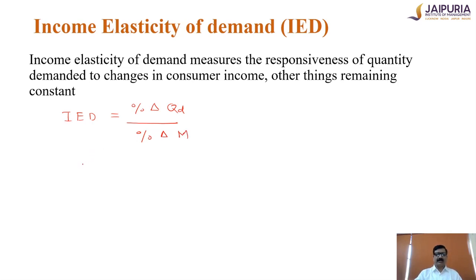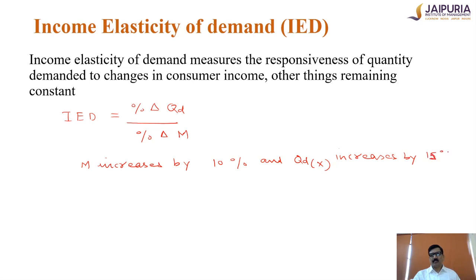For example, suppose consumer income increases by 10%, and as a result of this, quantity demanded of a product, let's say X, increases by, let's say, 15%. Then income elasticity of demand for this product, that is product X, will be equal to 15 upon 10, that is equal to 1.5. 1.5 simply means if consumer income changes by a certain percentage, then quantity demanded of the product will change by 1.5 times, other things remaining same.